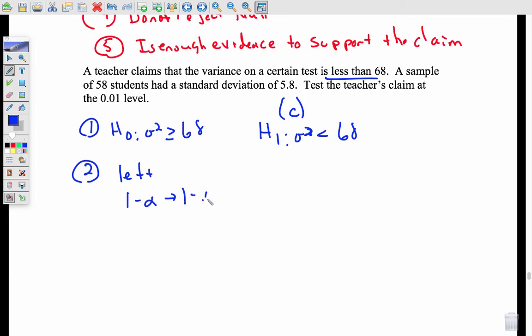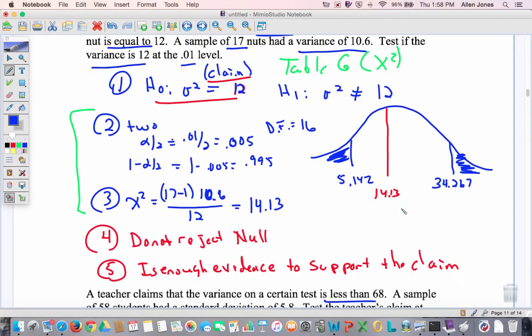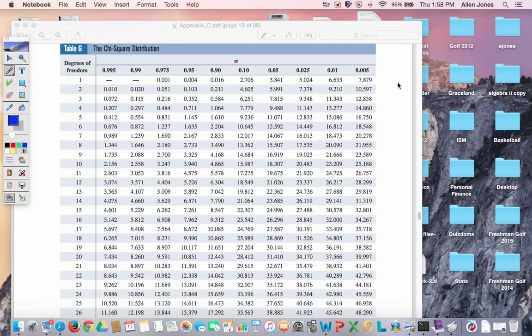For a left-tailed test, you recall we use 1 minus alpha, which in this case is 1 minus 0.01, or 0.99. Our degrees of freedom is 57. We have a sample size of 58, so we have 57 degrees of freedom. We have a left-tailed test, so I'm going to shade on this side. Then I'm going to go to the table and use the column of 0.99, which is on the left-hand side of the table, along with my degrees of freedom.